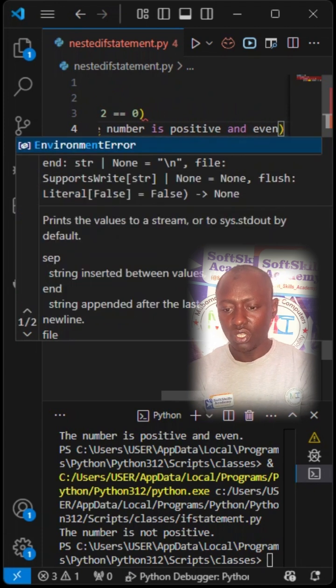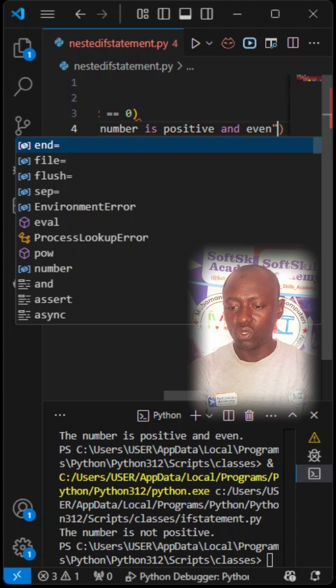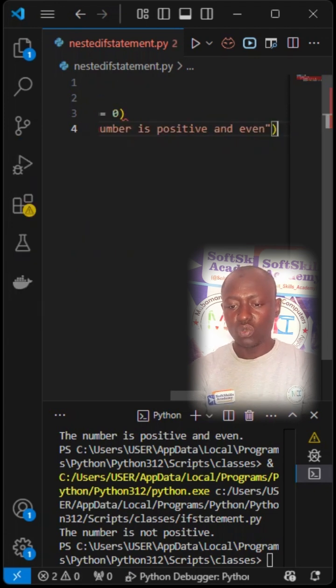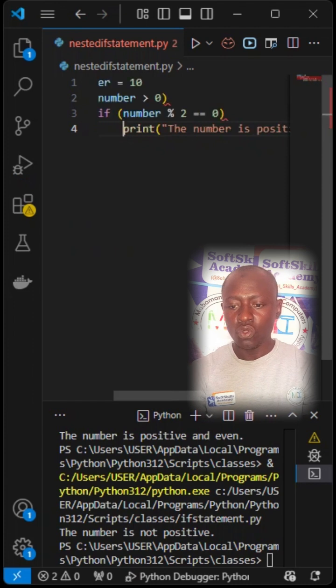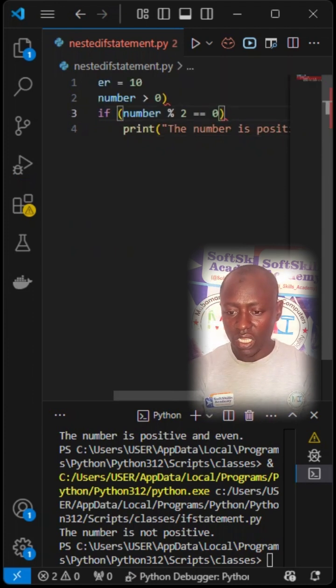Are we together? So this is what we are trying, but there is a mistake in our syntax because we did not include it inside double quotes. Are we together? So that is why we are having that error. And here we also need to include a double quote, so that we will not have this. The same thing here.